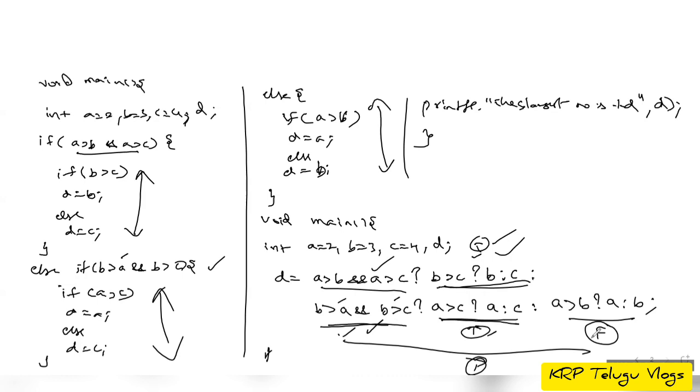So it will not go here. Where will it go? It will go to the false part of this one. Clear? Yes. So here obviously c is greater. So for the second largest, we are checking between a and b. So a greater than b? No, this is false. So it will return b to d. The b value to d. Yes, sir.